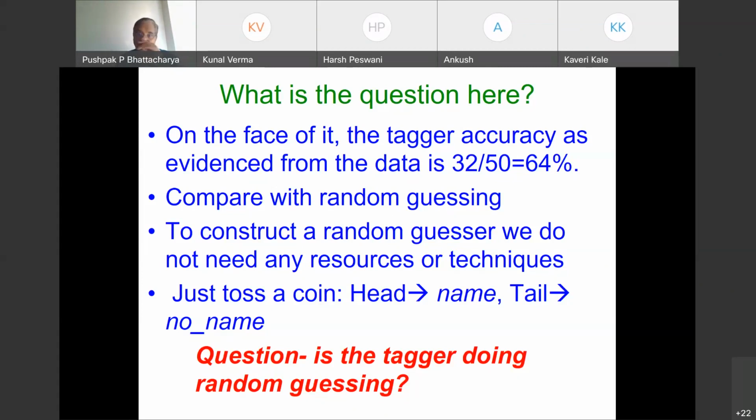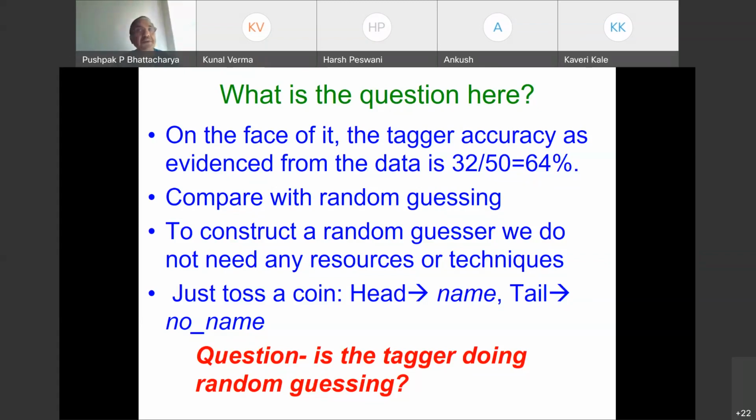Okay, so this is the question. Now, what instruments do we have to tackle this question? Now, the accuracy is 64%. Is the accuracy really 64%? Will it hold in any kind of future test situation? That question has now been slightly modified, and we are asking, is the tagger doing random guessing? So that means we are pitching the accuracy against 50%.